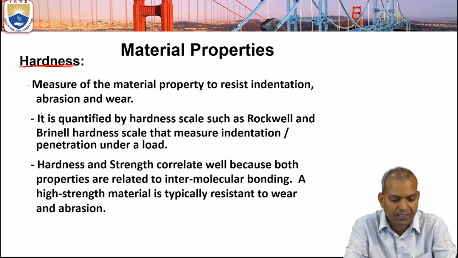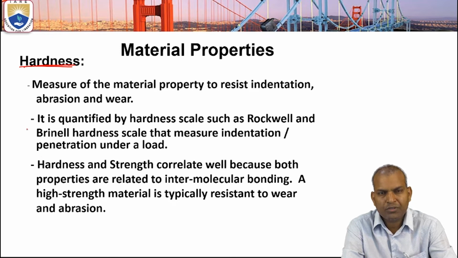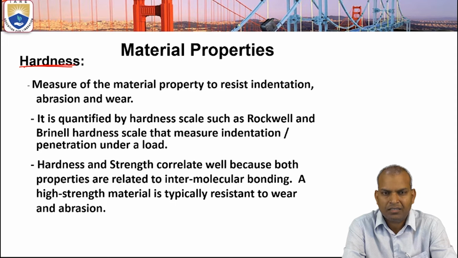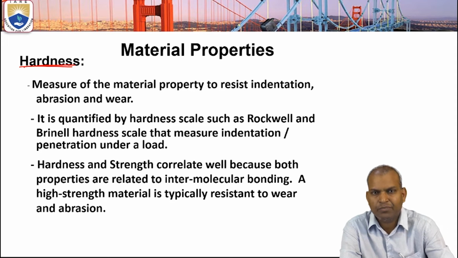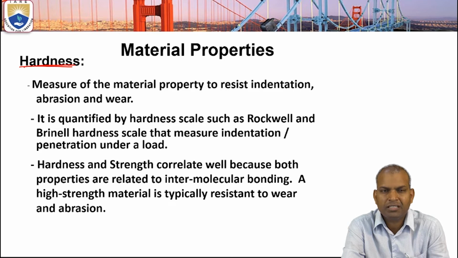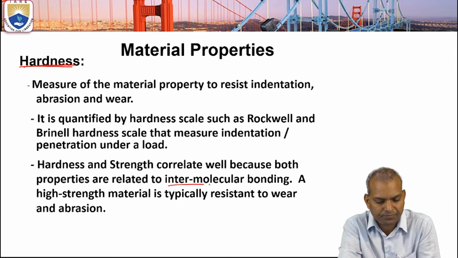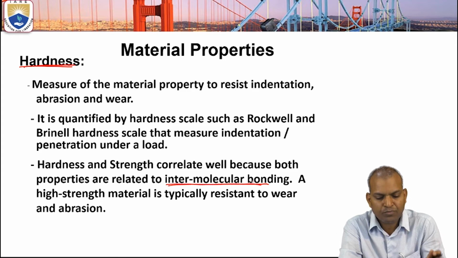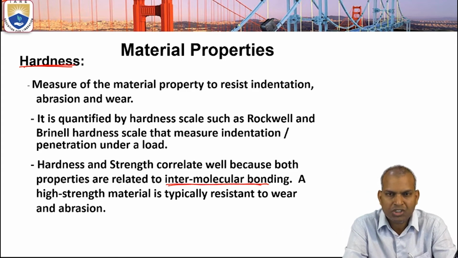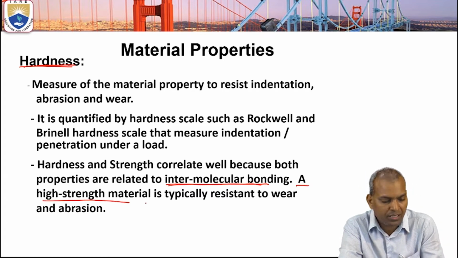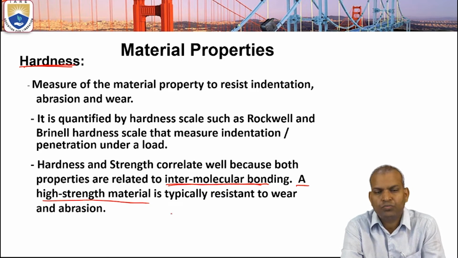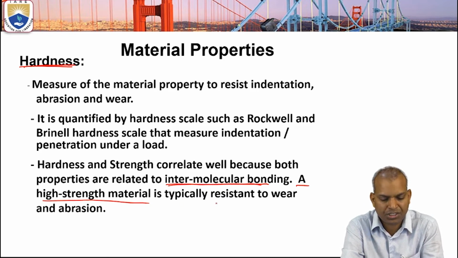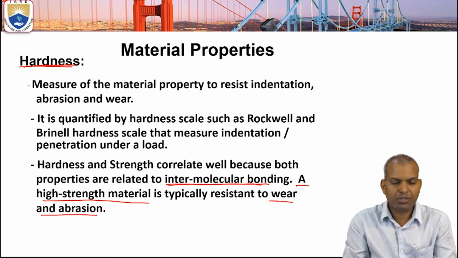property of the material. So what is the difference between hardness and strength? Hardness and strength correlate well because both properties are related to intermolecular bonding. Both are correlated, but one thing is that a high strength material is typically resistant to wear and abrasion and also indentation. So this is a description about hardness.